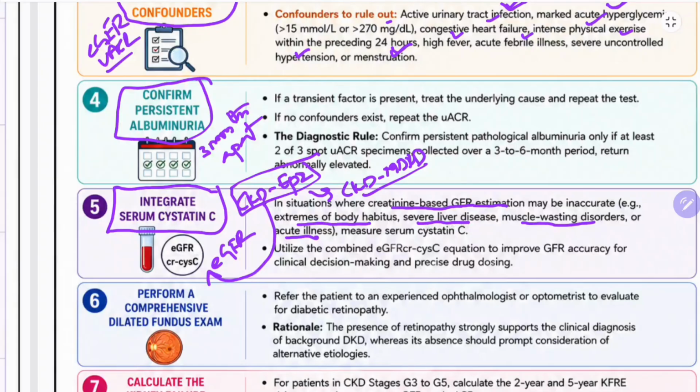So in these conditions, liver conditions, extremes of body habitus, acute illness, and muscle wasting disorders, one should integrate serum cystatin C. So this equation should be combined, the eGFR creatinine-cystatin C equation, to improve the GFR accuracy for clinical decision making and precise drug dosing. So any condition which creates a rhabdomyolysis-like picture, or if the patient doesn't have any muscle mass, or he has so much adipose tissue, in these types of conditions, this cystatin C should be integrated.